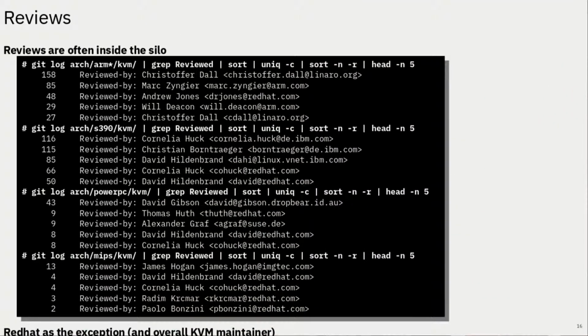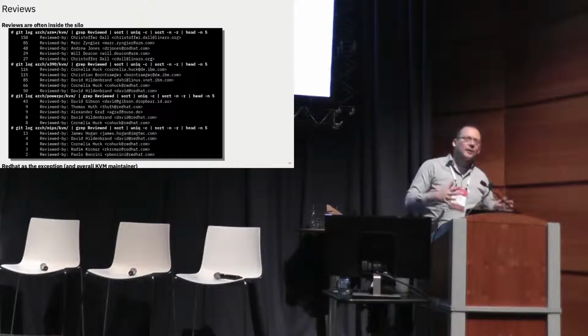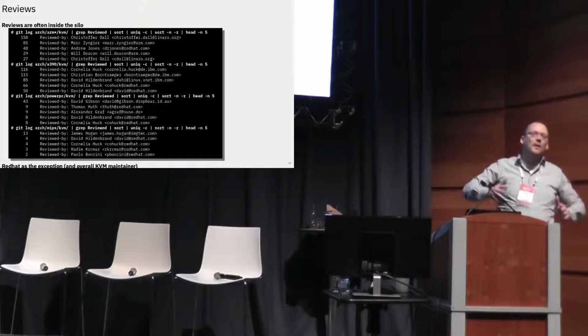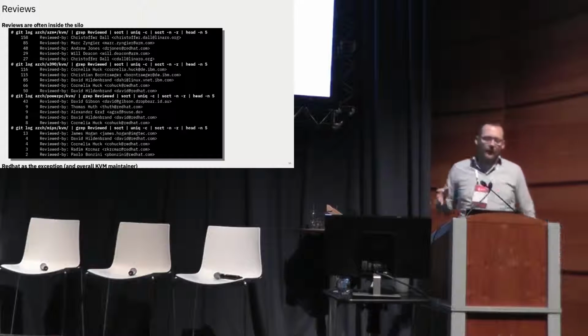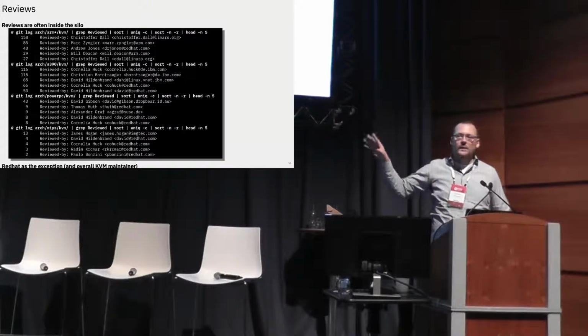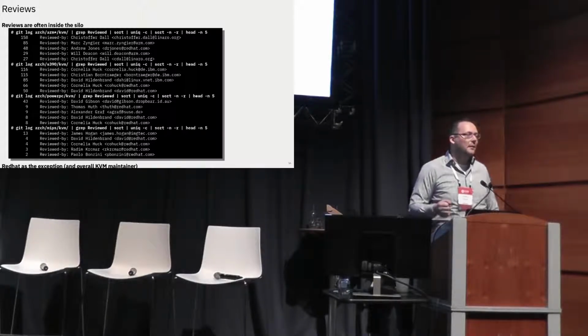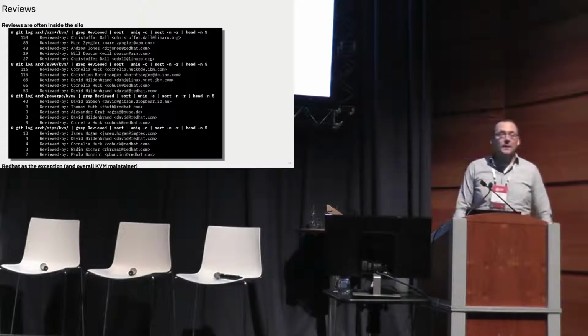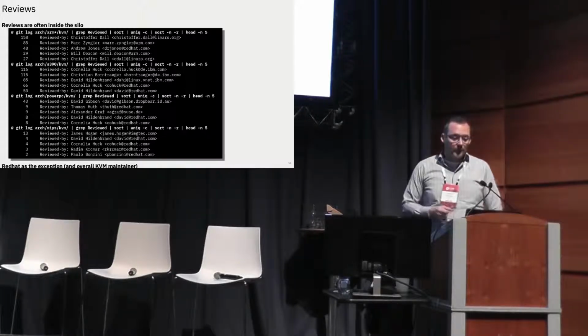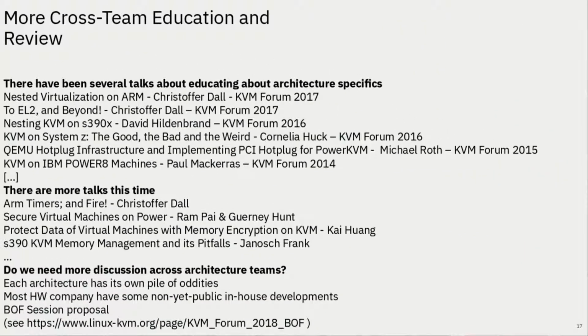I grabbed for the reviewed-by tags in the different architecture code, and it turns out that we are not only not that good at sharing code, we are also not that good at doing cross-architecture review. Most of these reviews are pretty much inside the silo, with one big exception. Thank you, Red Hat, for doing cross-architecture review. But other than that, this is really inside the silo. So we should do more cross-team education.